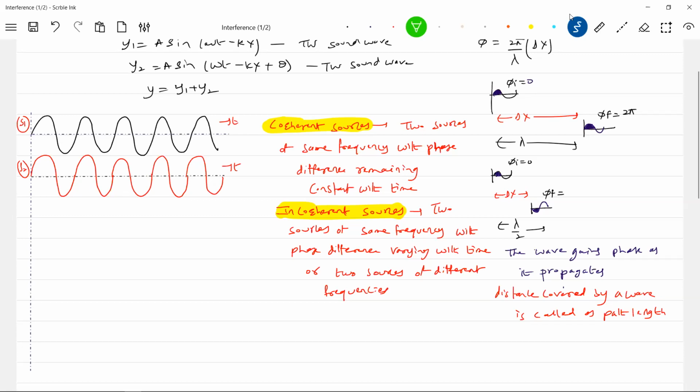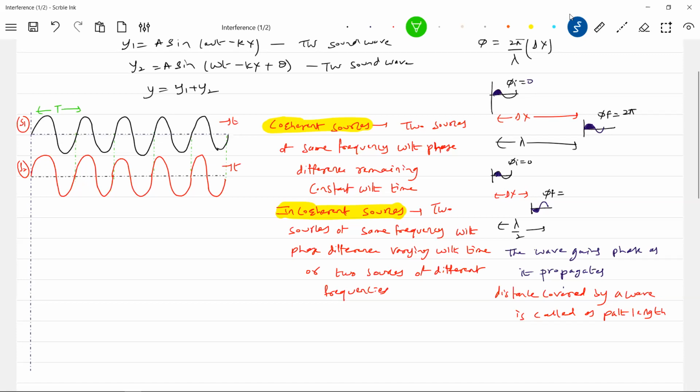So what do we mean by that? Look at the time period. The time taken to complete one oscillation is the same, no? Both are having the same time period. You can see from the graph. One more curve. Look at this one. This is S1 and S2. So now I can say they are coherent. Both are having the same frequency. What do you mean by time period? Time taken to complete one oscillation.